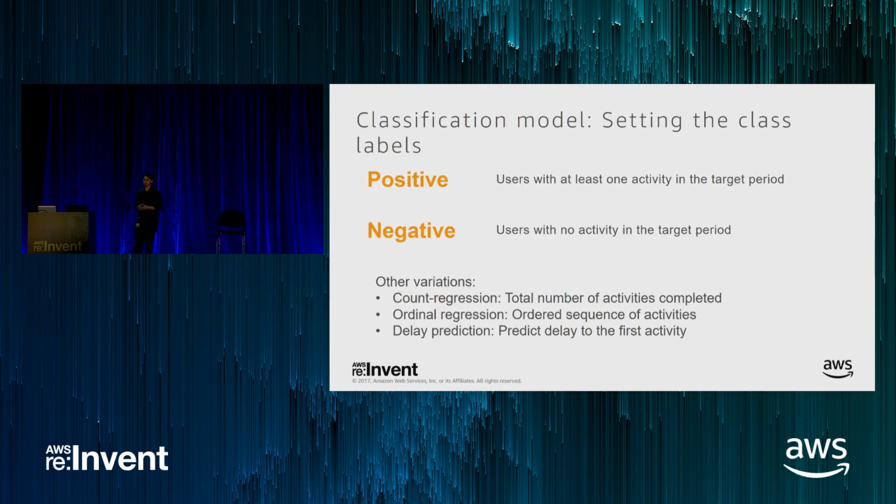So when we build our classification model, we're going to create basically positive and negative examples. So one easy way to define those is that if a user had the activity, they're positive, and if they didn't have the activity, they're negative. There are lots of different nuances to how you can define the target labels in here, and we could talk about those after the session if you're interested.